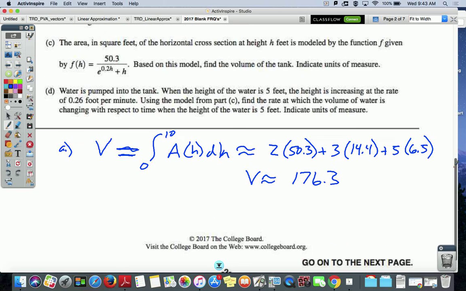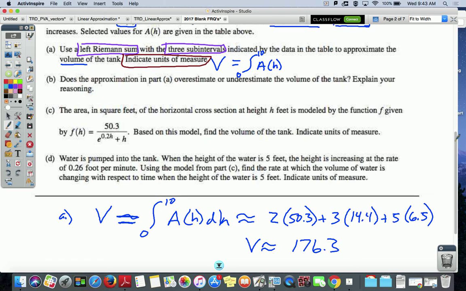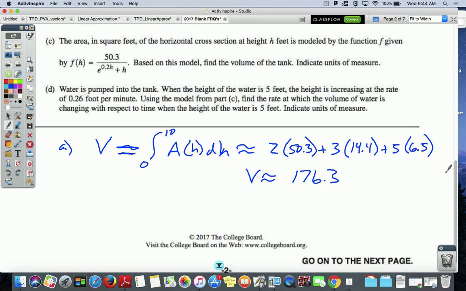Now we'll scroll back up to the problem, and you'll notice a piece of this problem says indicate units of measure. When it says indicate units of measure, you're probably going to be getting points for this somewhere. And since it's a volume, we need to have something cubic, and the area was given in square feet. So our unit would be cubic feet.